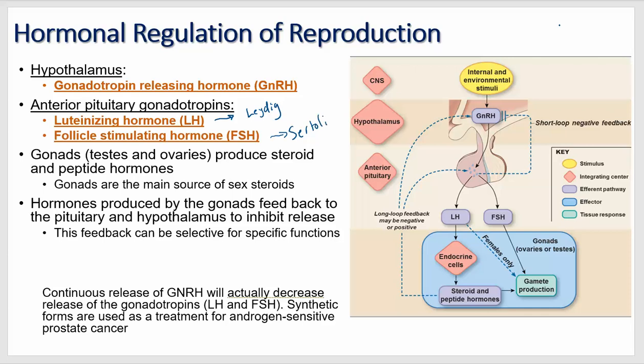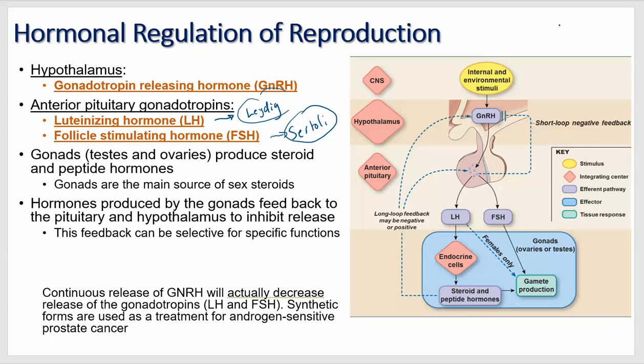Okay, and those are made by the pituitary. The gonads, the testes and ovaries, produce steroid and peptide hormones, and so the testes and ovaries are what's going to be stimulated. That's where the Leydig cells are; they're in the testes. We'll come back to this when we talk about the ovaries later. These are different cell types, though. Leydig and Sertoli cells are specific to the testes.